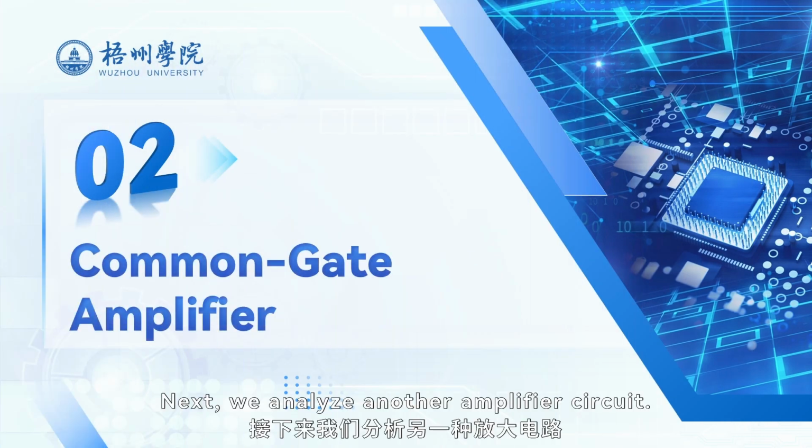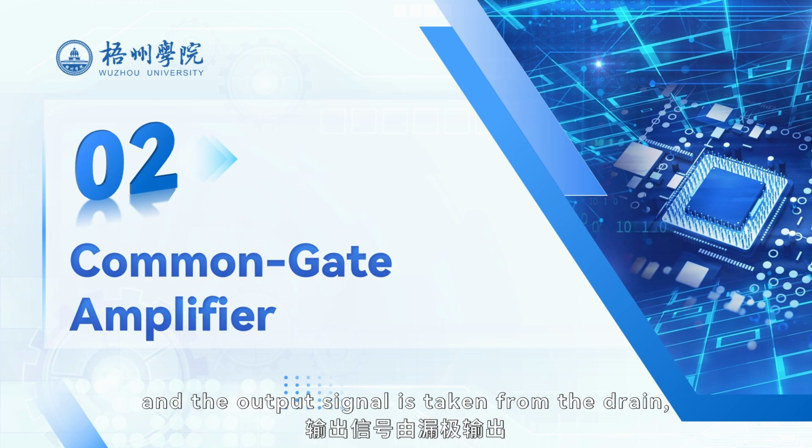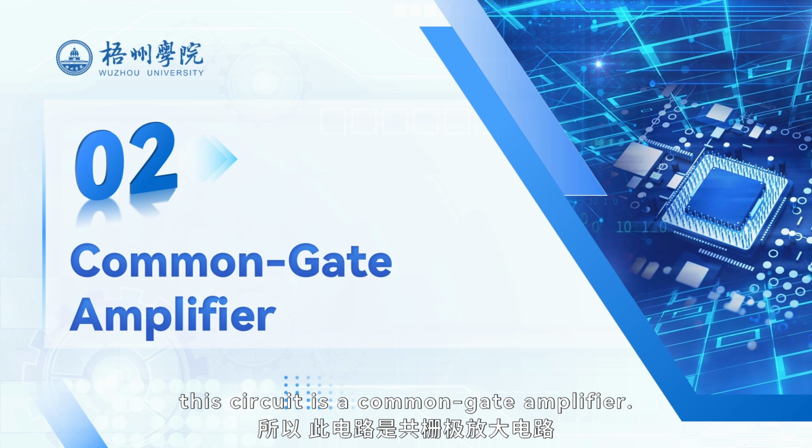Next, we analyze another amplifier circuit. Because the input signal is applied to the source and the output signal is taken from the drain, this circuit is a common gate amplifier.